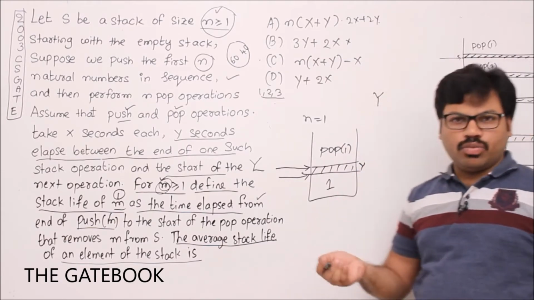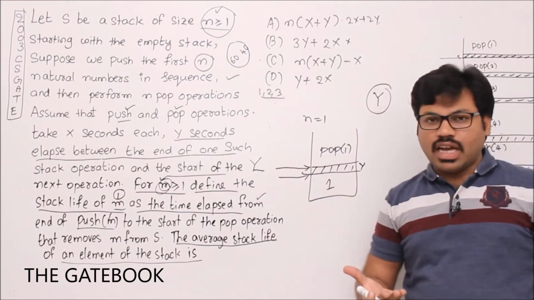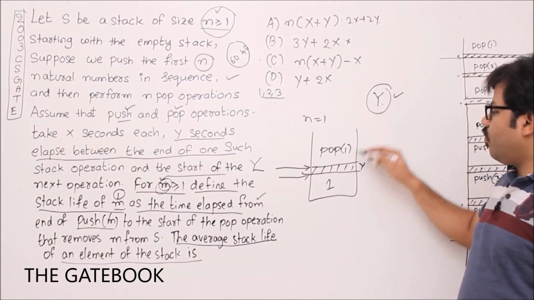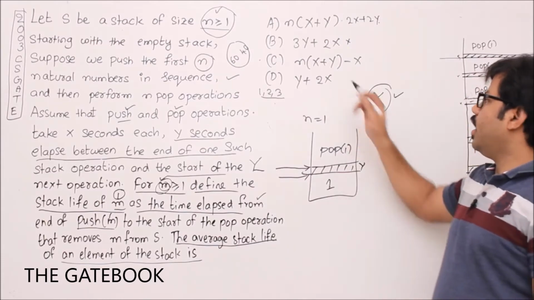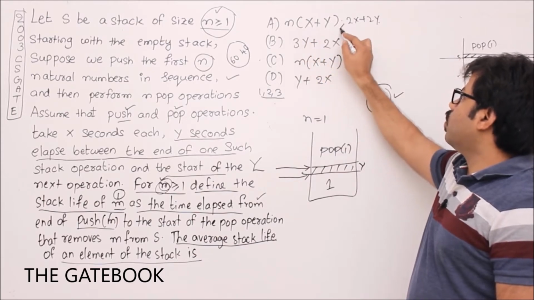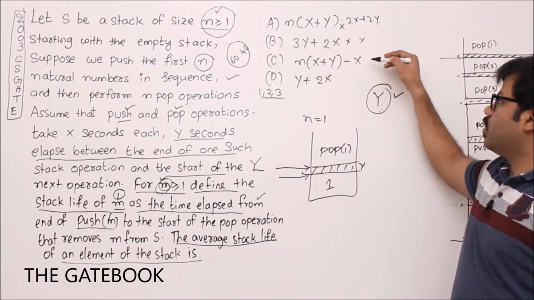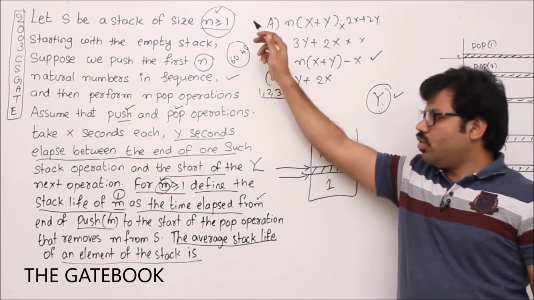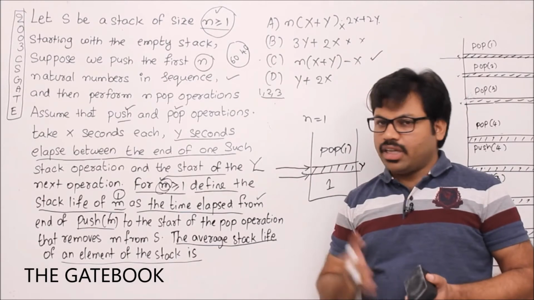There is no other element to be pushed and popped. Then what is the average? When there is only 1 person in the village, what is the average of that village? That person's age, right? Similarly, what is the lifetime of 1? y. Then the average also will become only y because there is only 1 element. Then let's substitute n value 1. I should get y. This is x plus y, absolutely wrong. This is 3y plus 2x, absolutely wrong. This is x plus y minus x, y. Correct. Then y plus 2x, wrong. In that way, to solve this question, you only need to understand the question. That's it. And answering is very easy by substitution, right?